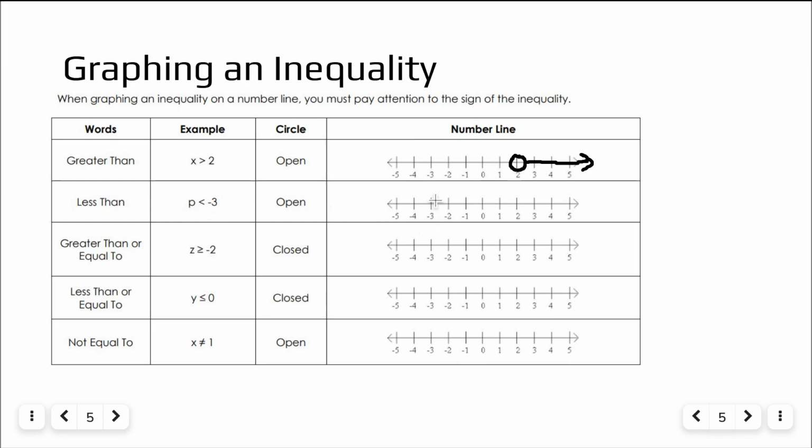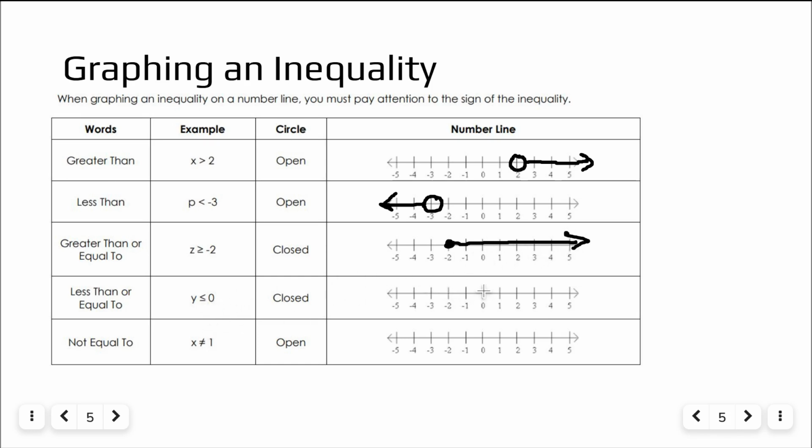P is less than negative 3. So again, it gets an open circle, not including negative 3. It's less than though, so I draw my arrow to the left. Z is greater than or equal to negative 2. So I'm going to put a closed circle on negative 2, and then it's greater than or equal to, so I'm going to draw my arrow to the right.